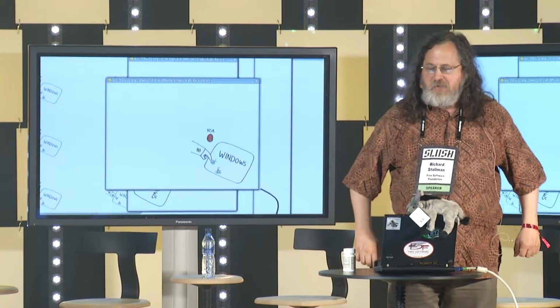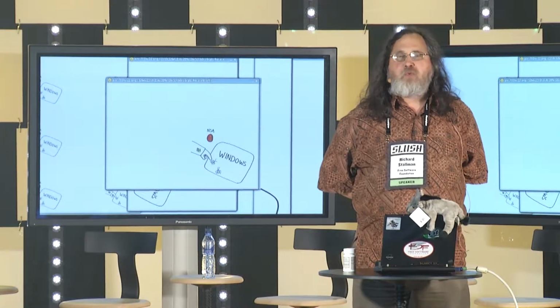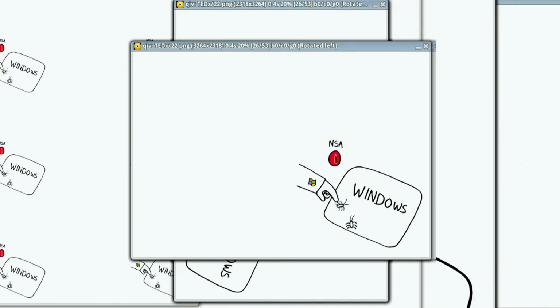There it is. We know that Microsoft tells the NSA about bugs in Windows before fixing them. We could call this a form of sabotage of the users.